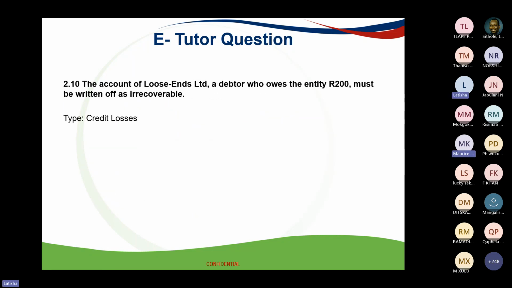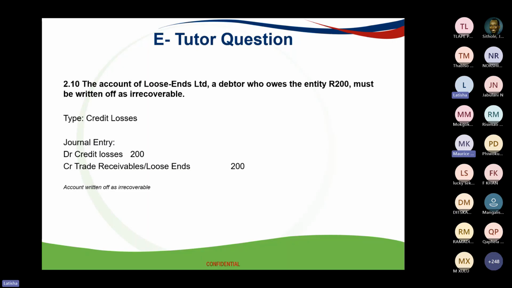Okay. So 2.10 is telling us that there's an account, a debtor, so somebody that owes us money. A debtor is a trade receivable. They owe us 200 Rand, but it must be written off as irrecoverable. So basically they're telling us that this person is not going to settle and pay us. That's what the written off as irrecoverable means. So that is a credit loss.